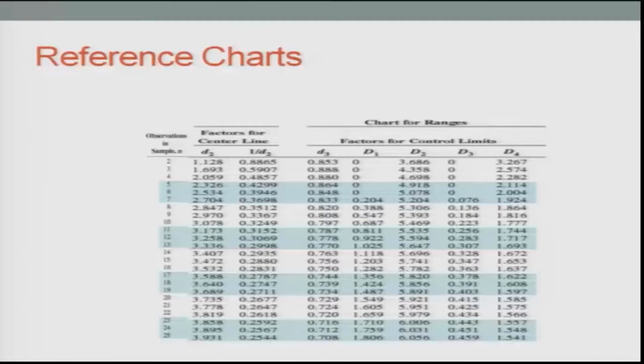So, continuing the discussions, the reference charts again have the observations in samples which are given. The factors for the central lines, D2 and the reciprocal of D2, are given, and the chart for the ranges, depending on the suffixes for D, whether small or capital, are given, so that depending on the sample size n, you can calculate and use those values for your corresponding calculation.